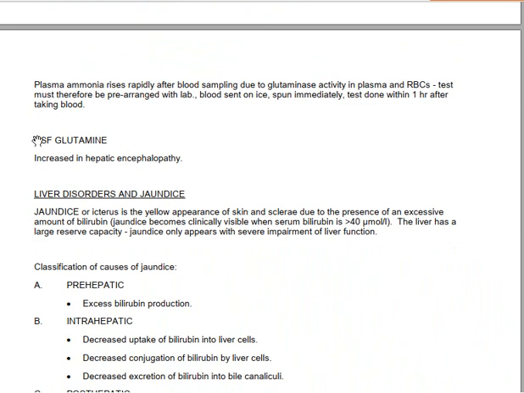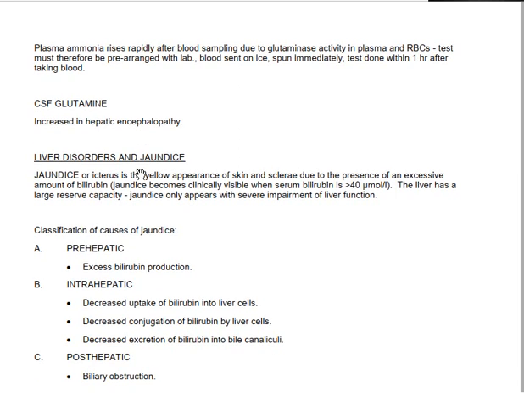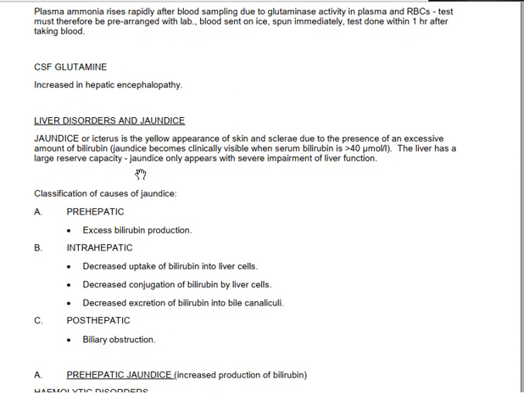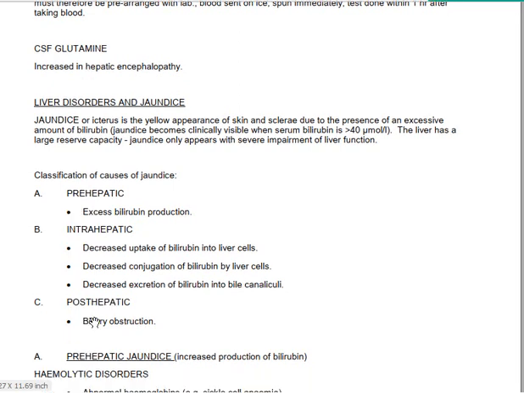Now, the CSF glutamine is going to increase in the case of hepatic encephalopathy, as I have just said, because of this ammonia, because it's going to convert glutamic acid into glutamine, and glutamine is going to increase the activity of the brain. Now, liver disorder and jaundice. As I have said, jaundice is divided into pre-hepatic jaundice, where you have excess production of bilirubin. You have intrahepatic jaundice, where you have decreased uptake of bilirubin, decreased conjugation of bilirubin, and decreased excretion of bilirubin. And you have post-hepatic jaundice, which is biliary obstruction.